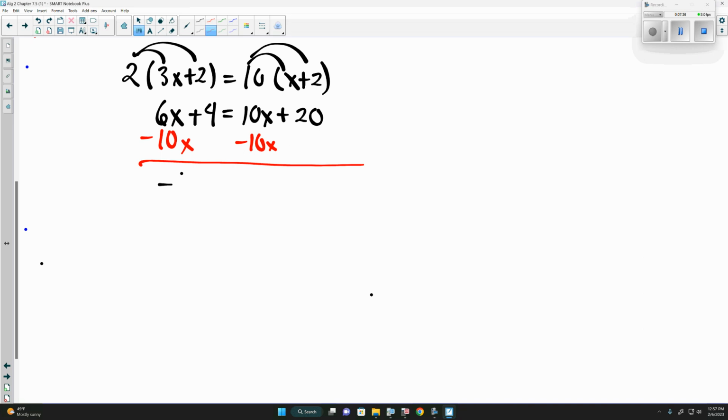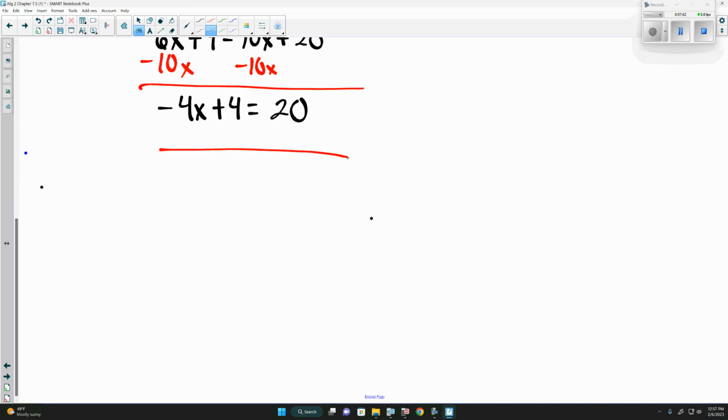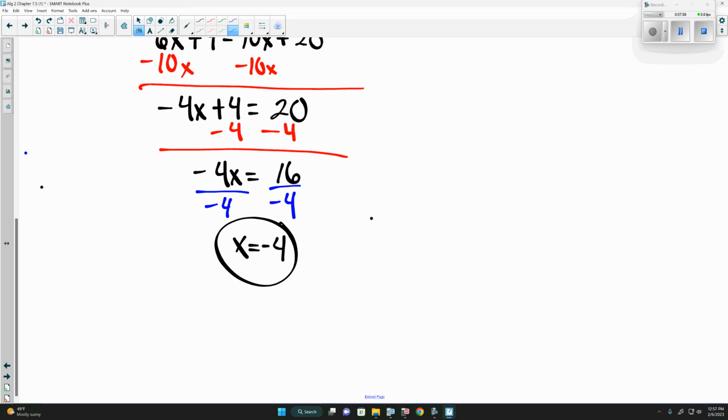So we subtract 10x from both sides, which will tell us that negative 4x plus 4 is equal to 20. Now the next one has to be subtracting 4 from both sides, telling us that negative 4x is equal to 16. And last but not least, we would divide by negative 4, telling us that x is equal to negative 4.